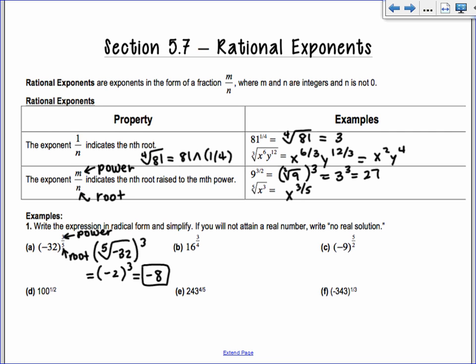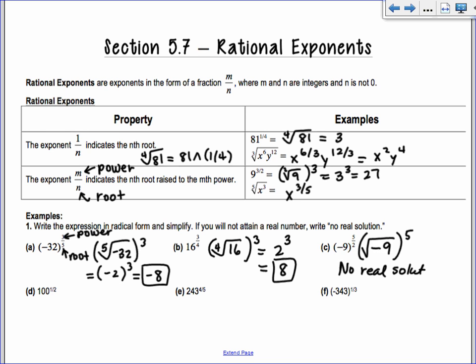The next one is 16 to the 3/4. The top number is the power, the bottom number is the root. So I have the 4th root of 16, and I'm raising it to the 3. The 4th root of 16 is 2. 2 cubed is 8. The next one I have is -9 to the 5 over 2. So this is -9 under a square root, everything raised to the 5. What do I write? No real solution, exactly. We're going to talk about imaginary numbers in 5.9. This would be an imaginary solution.